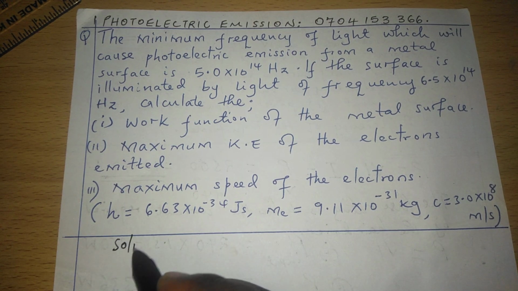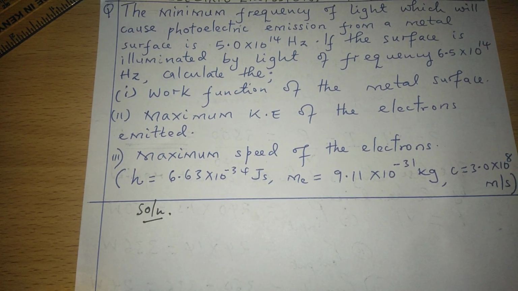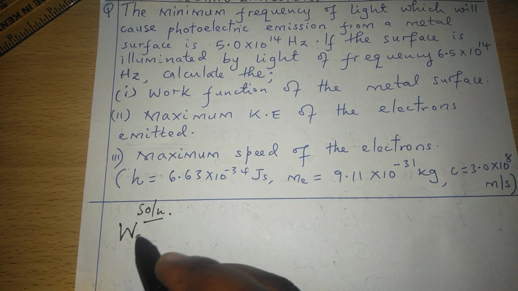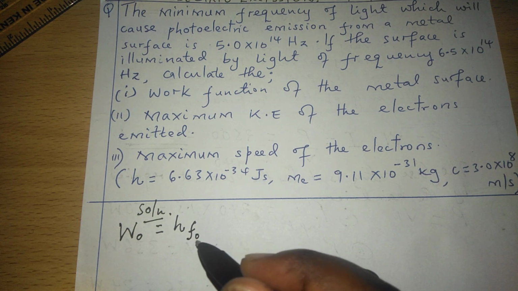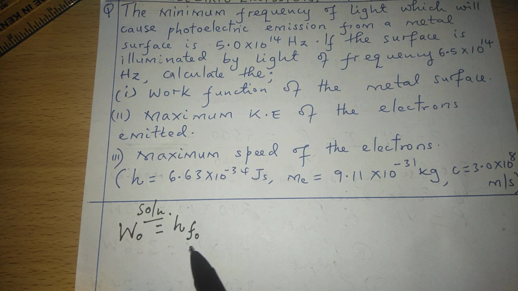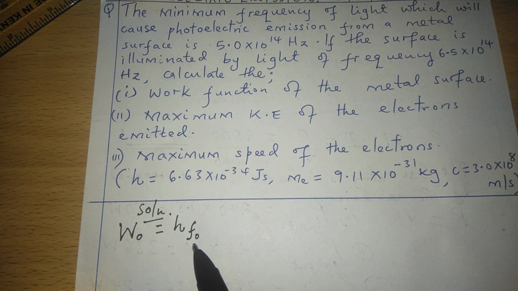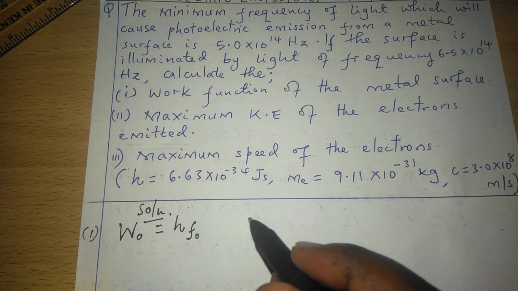Let's look at the solution to this question. First of all, we find the work function. We should know that the work function is the minimum energy required so that electrons are dislodged from a metal surface, and it is given by Planck's constant times the threshold frequency. Threshold frequency, on the other side, is the minimum frequency for photoemission to occur, or the minimum frequency below which photoemission will not occur. For this metal it is already provided.